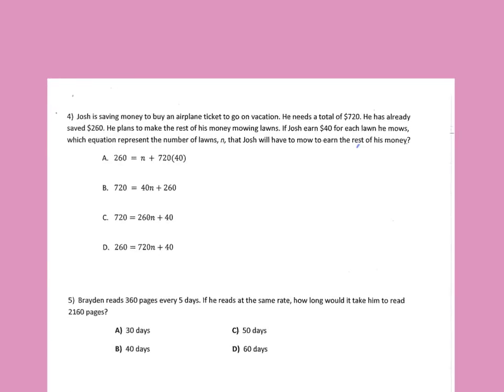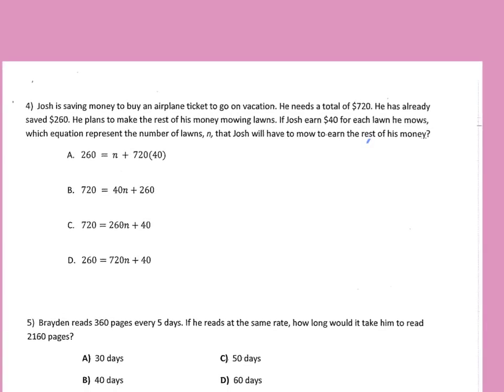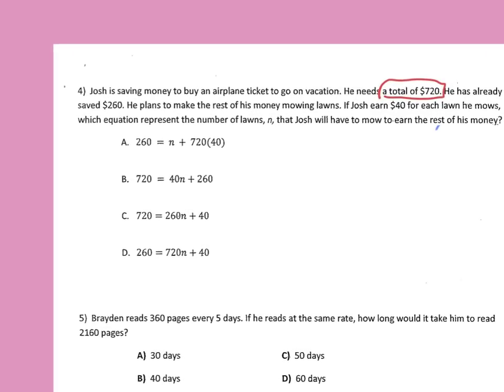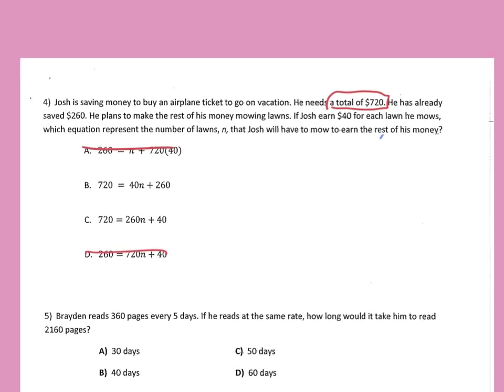Bad, Chris. Number 4, Josh is saving money to buy an airplane ticket to go on vacation. He needs a total of $720. So already, can I eliminate any of my answer choices? He needs his tickets to equal that. Oh, yeah. D and A. Okay, so D and A I can get rid of because they don't equal 720. It says 260 as your total. Now let's look at the rest of it.